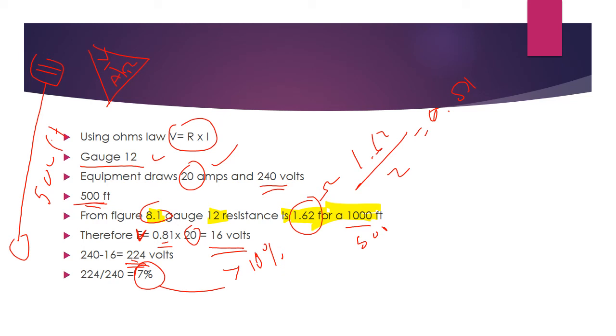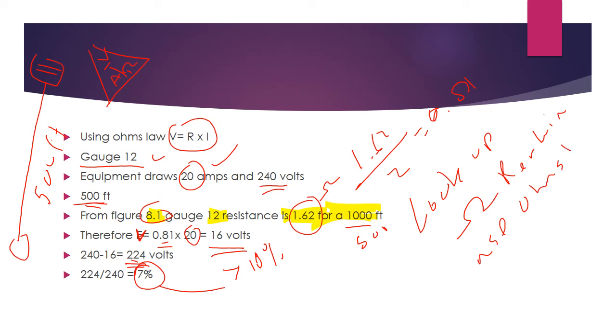So this is a worked example of how you calculate voltage drop. Look up resistance per wire, use Ohm's law, then find percentage.